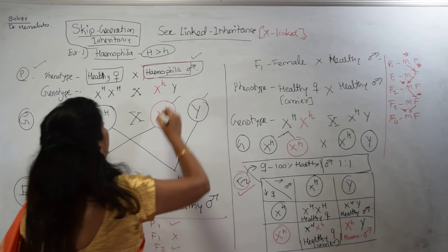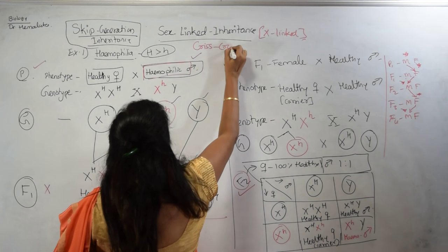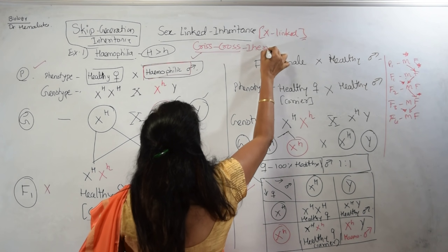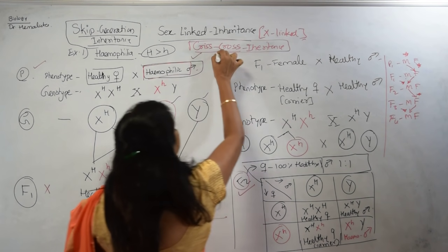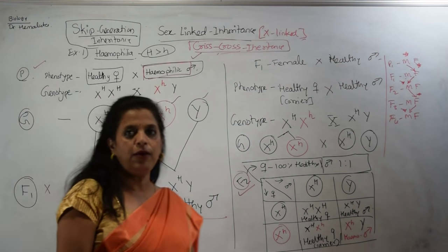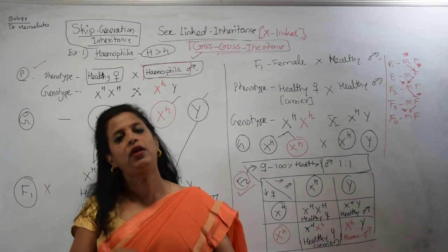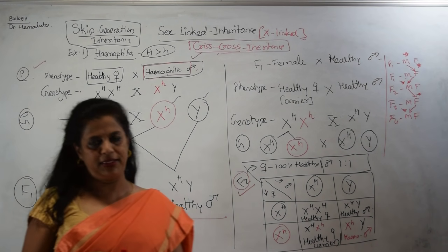Therefore, we call this crisscross inheritance. Remember, crisscross we call it inheritance, right? That is zigzag inheritance. That is, it is inheriting from father to the daughter, daughter to the son, son to the daughter, like that continuously. What you have to learn by this?